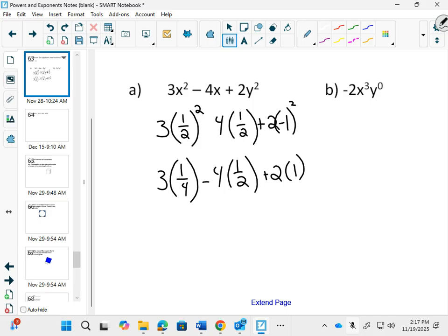I guess I should have gotten you to type this into your calculator completely to begin with. But now we can multiply. You can do this on your calculator. That'll be 3/4. This will be minus 2, and this will be plus 2. And the final answer is 3/4.